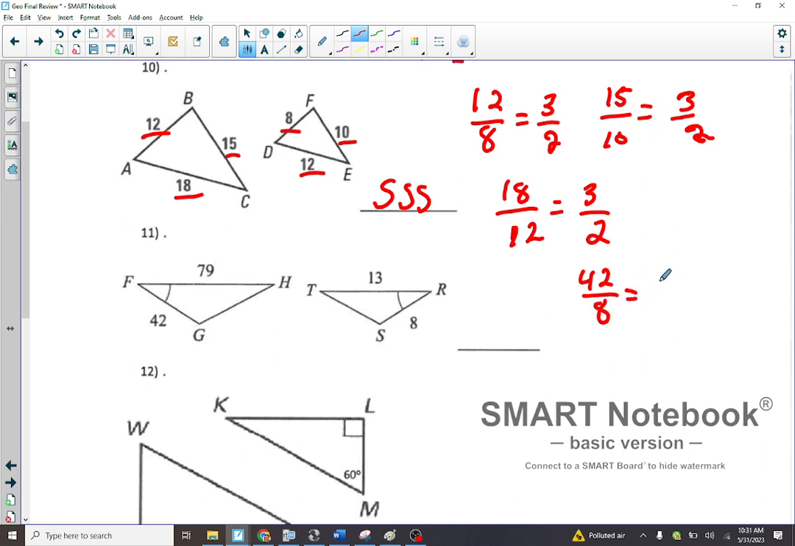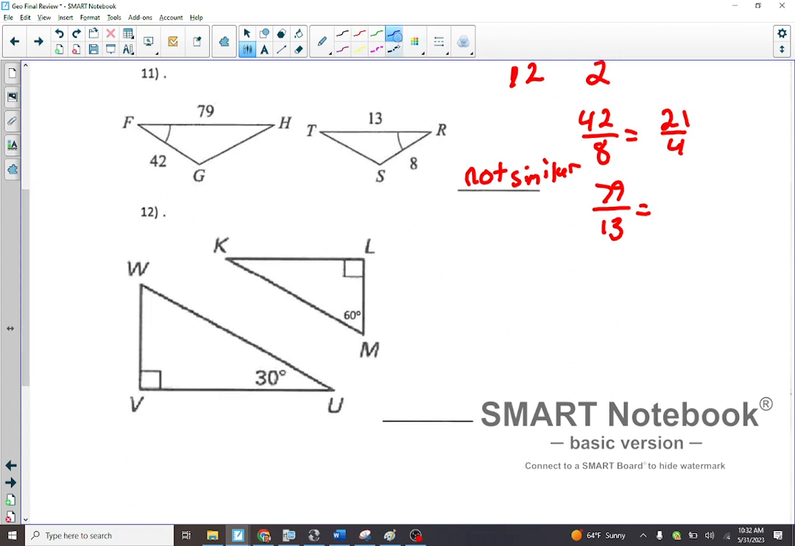No. What? So 72 over 8 reduces to 42, my bad. 42 reduces to 4 over 21. You can't simplify that anymore. And 79 over 13, that simplifies to... that's simplified. Wait, 13 goes in there? No, it doesn't. Okay, that doesn't even simplify. So this would be a no, not similar. If they were similar, though, by the shape of it, it would be a side angle side, though.